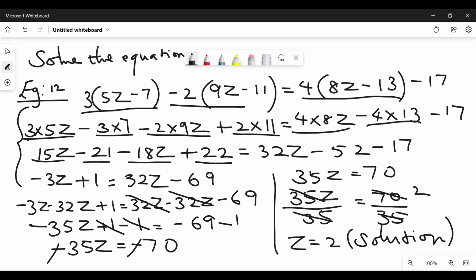And I already told you how to check the values. You can use those earlier videos in which I taught you how to check. Substitute the z value always in the given equation and see whether your left hand side is equal to the right hand side. And if it is the same, as I told you, you can confirm that z is equal to 2 is the solution.